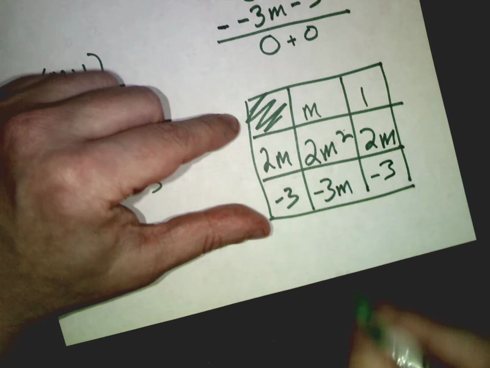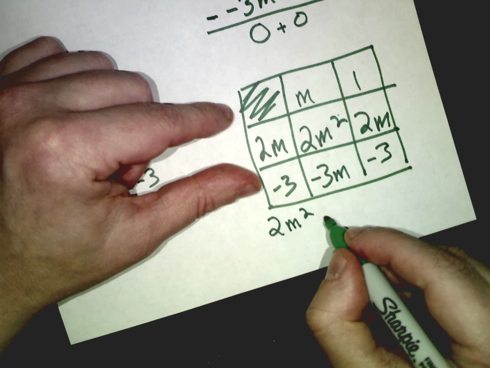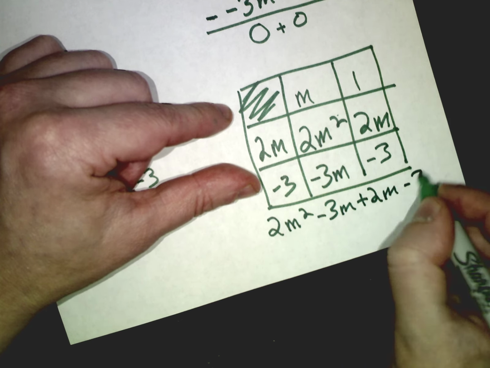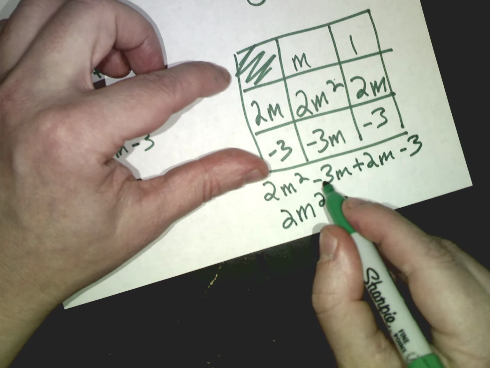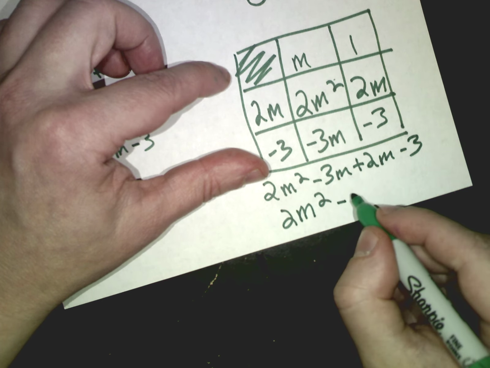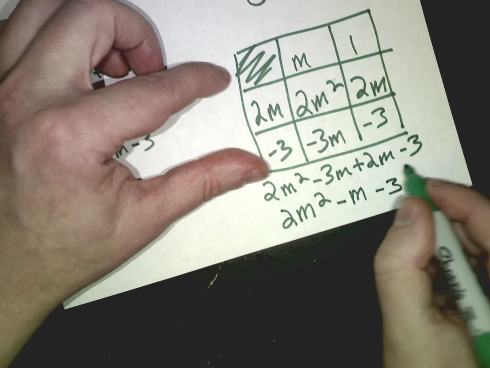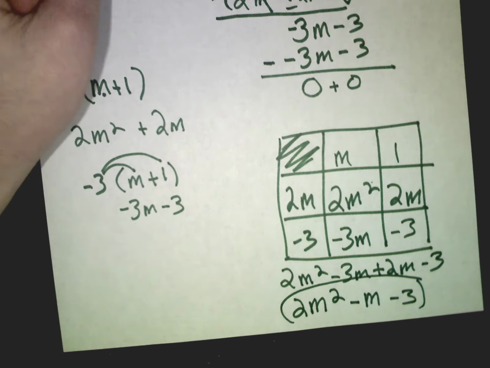Okay, you're still following me here. I'll pull out these numbers. 2m squared. Let's make it minus 3m plus 2m minus 3. 2m squared. Negative 3 plus 2 is negative 1, or just negative m, minus 3, which in turn leads back to the original number. It's a long one.